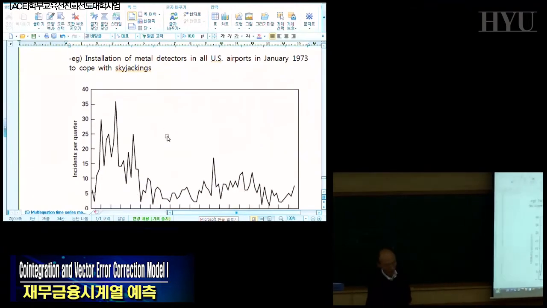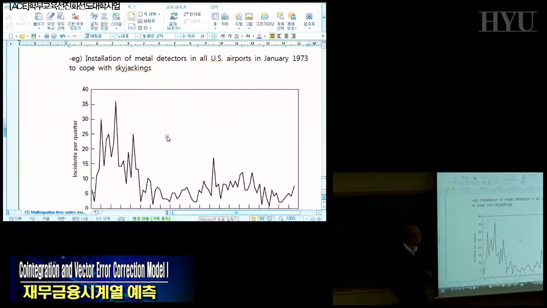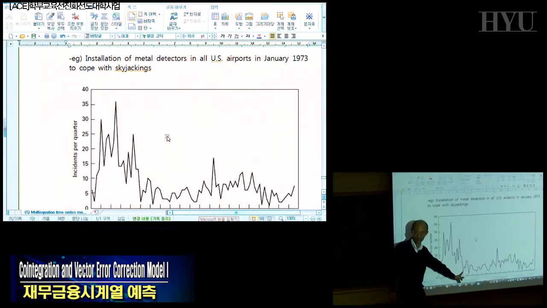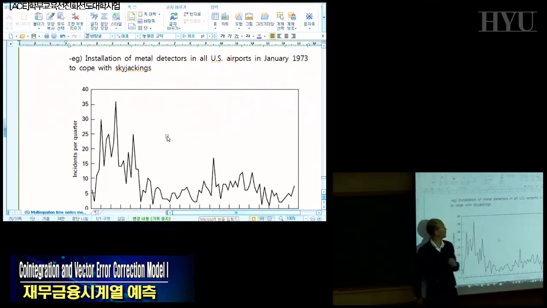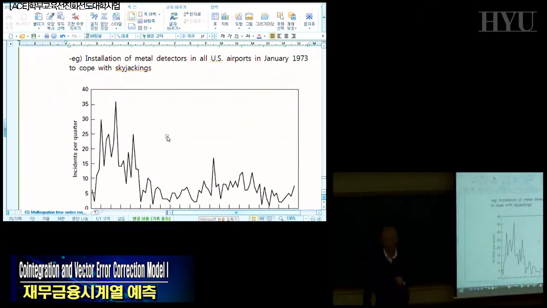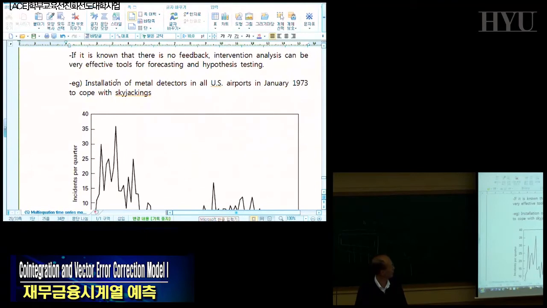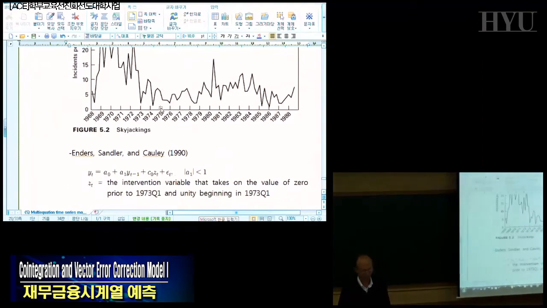this is the data shown by Anders. It says installation of metal detectors in all U.S. airports in January of 1973 to cope with skyjacking. So that period is about here. So before and after the installation of metal detector, we want to see whether in fact installation of metal detector is effective.